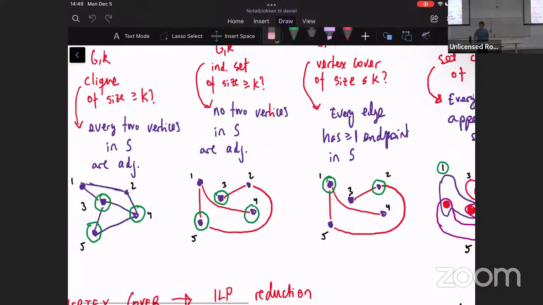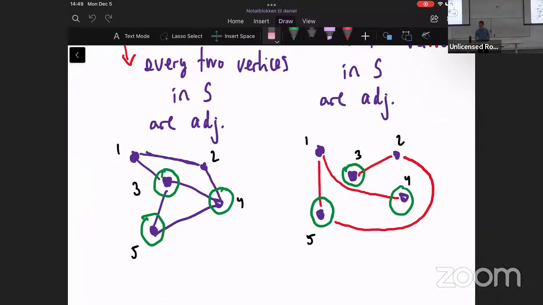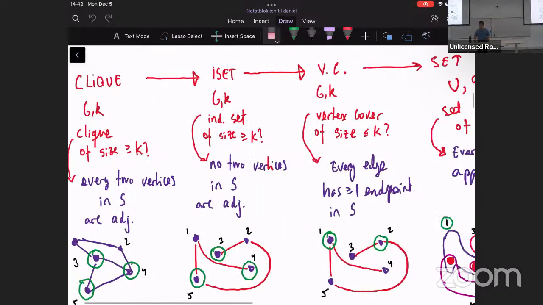So here is the picture. If I have a triangle in my original graph, when I complement it, it now becomes an independent set of size 3. And every independent set in the complement is a clique in the original graph. Okay, great. Now, what about independent set to vertex cover?